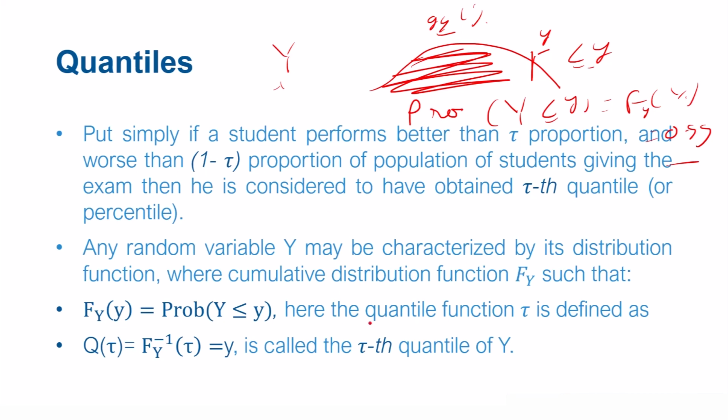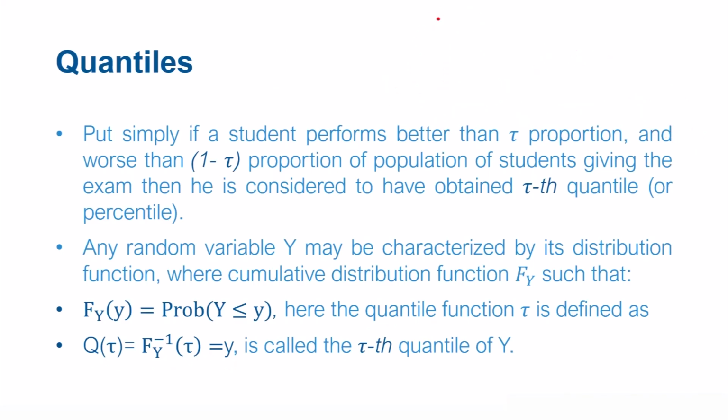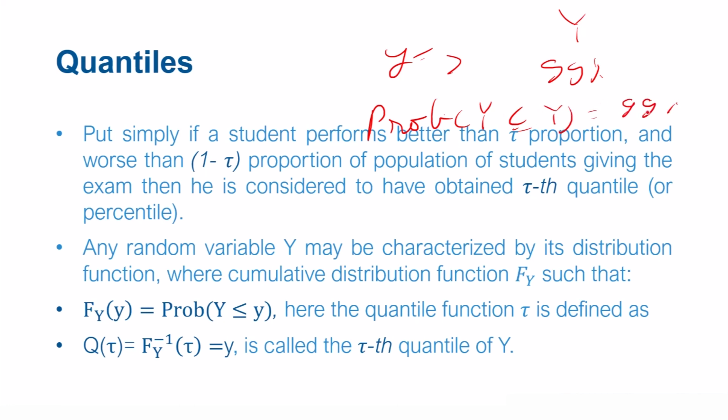Now, in this backdrop, the quantile function can be defined for a particular quantile tau as q tau, which is the inverse of the cumulative probability function. So when it is applied on tau, you get a value of y. As a simple example, let's suppose we said that y is greater than 99% of the values of the distribution of y, which means the cumulative probability of y being less than this value is 99%. That means 99% of y's are less than this.